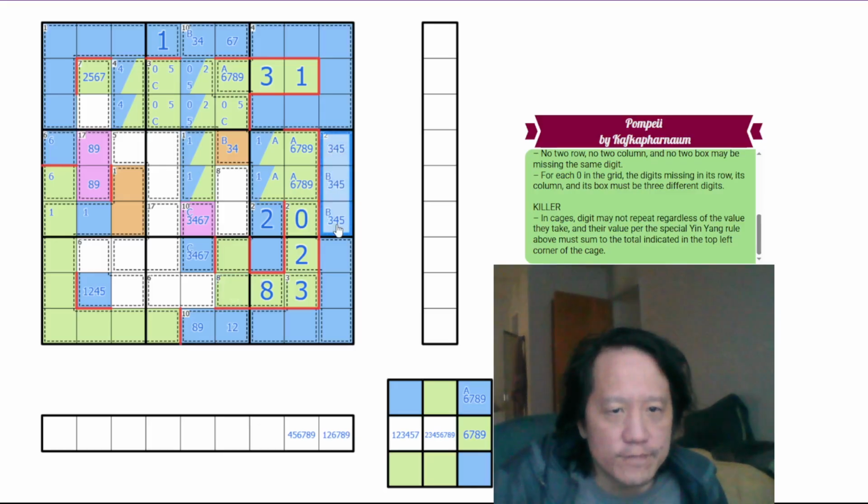Okay. 3, 4, 5. This cannot be 1, 7. It could be 2, 6 if this is 2 and this is 6. It cannot be... It could be potentially 3, 5. 3, 5, 4. So that's 4 and 6.